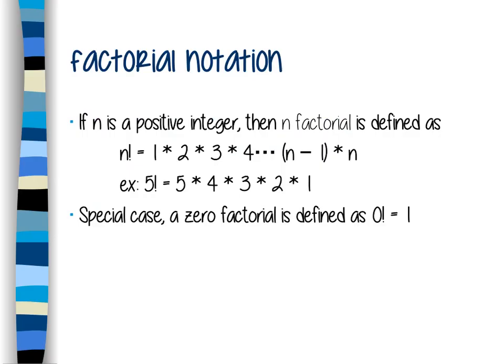All right, factorial notation. So there's a little thing on your calculator that has an exclamation mark, if you've ever seen it and you haven't used it in a long time. Okay? This is called a factorial. And a factorial is that number times itself.